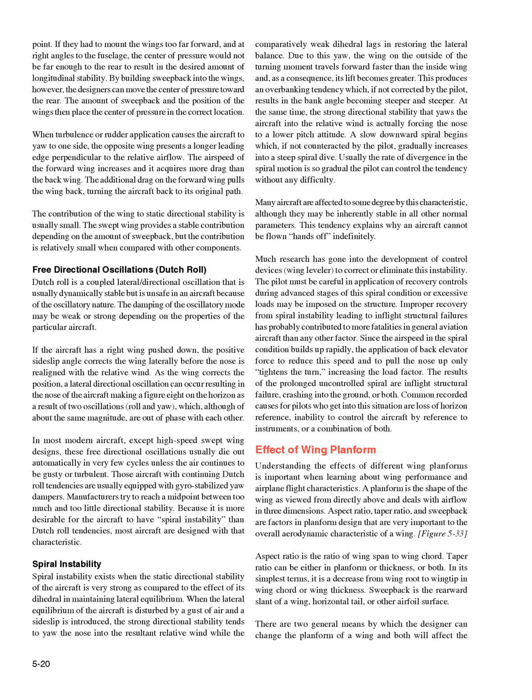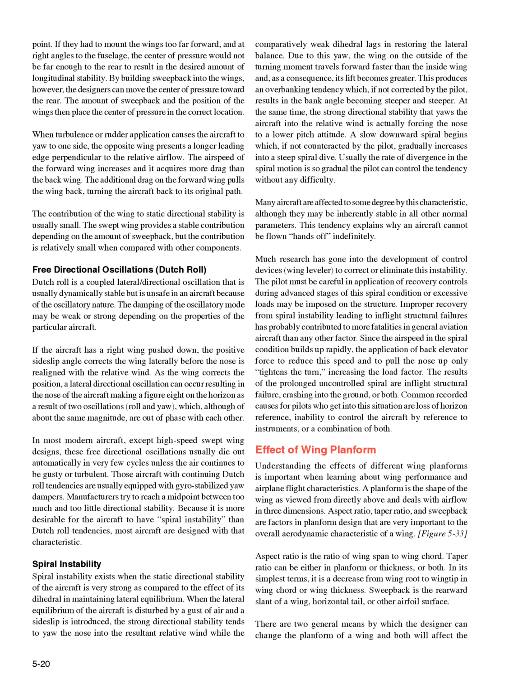Effective wing planform. Understanding the effects of different wing planforms is important when learning about wing performance and airplane flight characteristics. A planform is the shape of the wing as viewed from directly above and deals with airflow in 3 dimensions. Aspect ratio, taper ratio, and sweepback are factors in planform design that are very important to the overall aerodynamic characteristic of a wing. Figure 5-33: aspect ratio is the ratio of wingspan to wing chord.